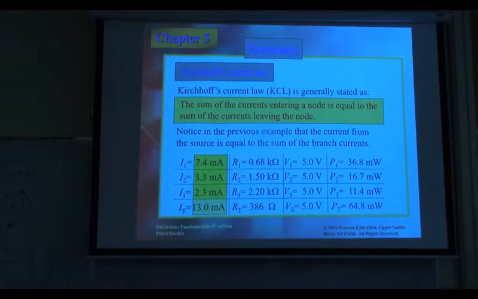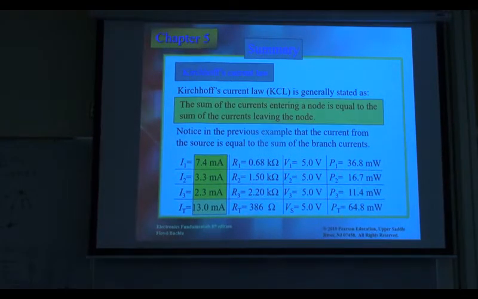So we have two different representations of Kirchhoff's current law. One is, okay, all the in current equals all the out current. Or you can say all the in current added together equals 0.